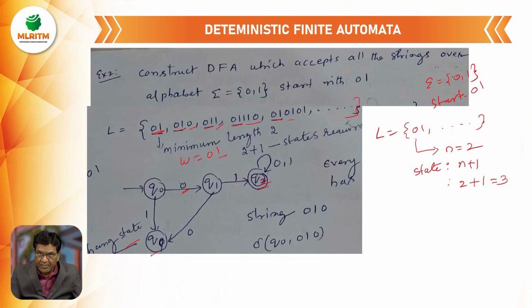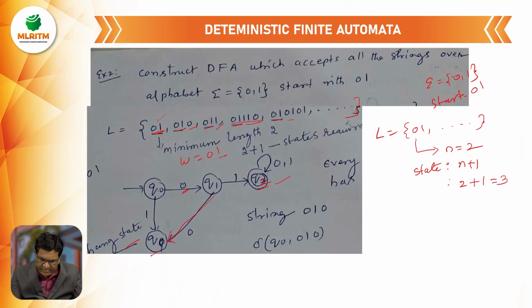Q1 with 1 goes to Q2. What about the 0? It goes to the hang state, Q phi. And Q2 also requires 2 edges. Q2 with 0 comma 1 goes to itself only. Now, whether it is satisfied or not, you can take any one of the strings. The first one is 0, 1, 0. Q0 with 0 goes to Q1. Q1 with 1 goes to Q2. Q2 with 0 stays in itself only. Then we reach the final state.